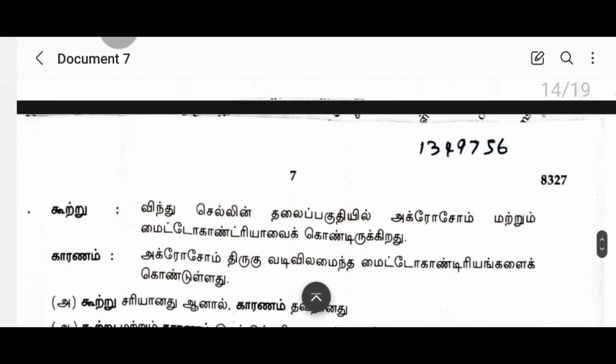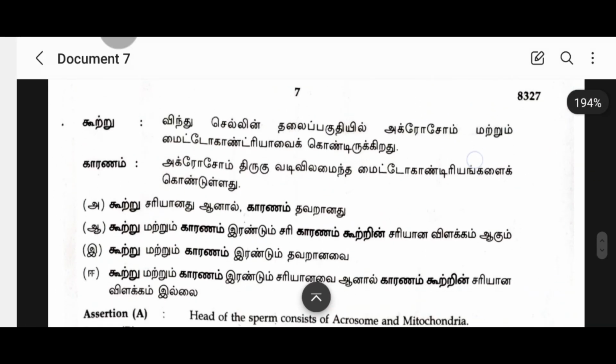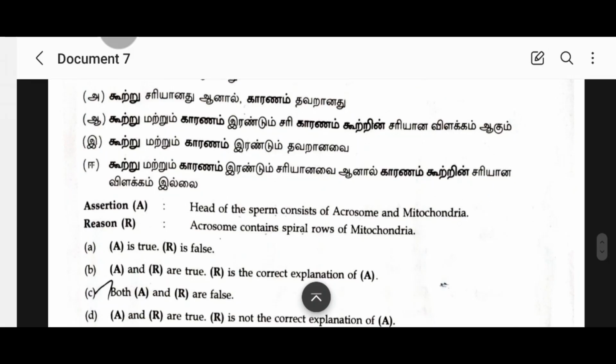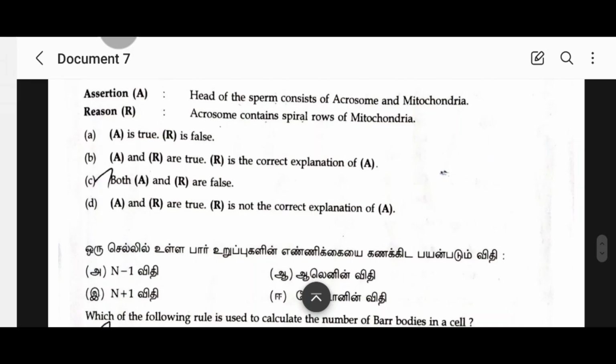And the third question is also one of the book back questions. Assertion A: the head of sperm consists of acrosome and mitochondria. Reason R: acrosome contains spiral rows of mitochondria. Both A and R are false, because the head of the sperm consists only of acrosome, not mitochondria. Acrosome does not contain any mitochondria. The mitochondria are present in the middle piece of the sperm. So the answer is both A and R are false.